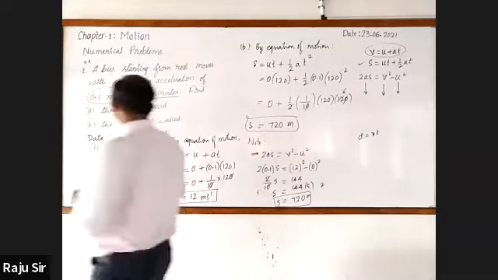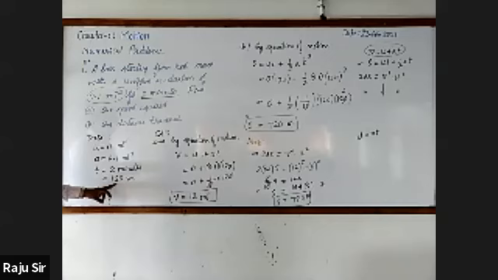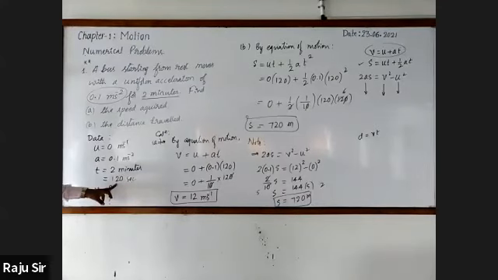No. P, how much we got? 12. Time, 120, you get 1440 meters.